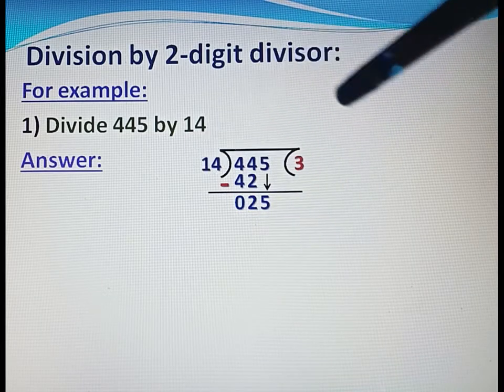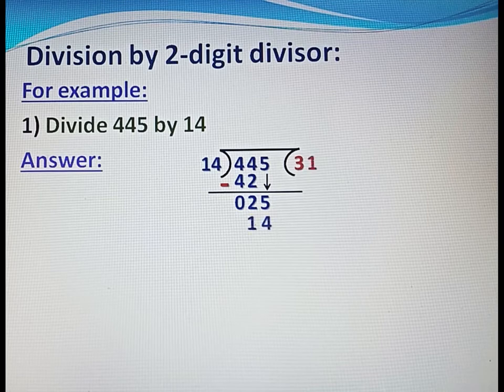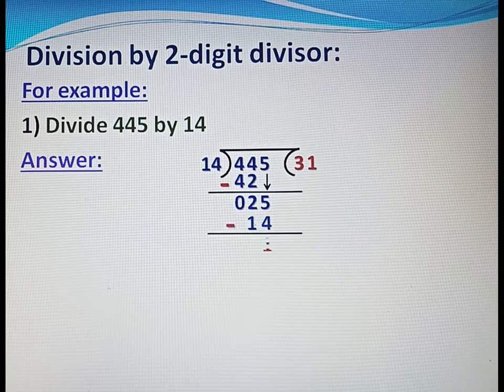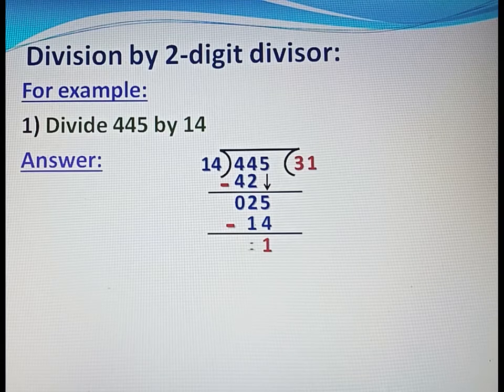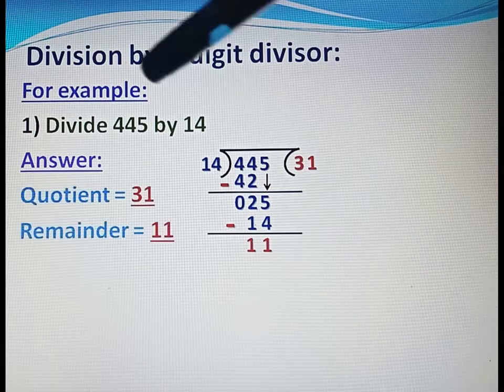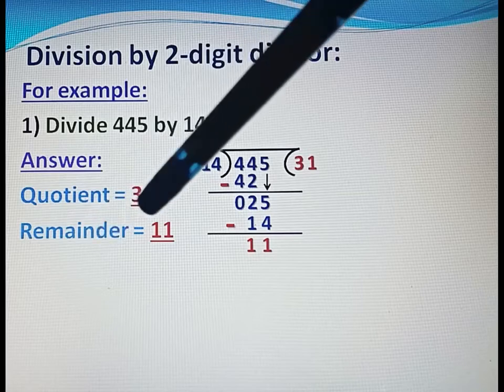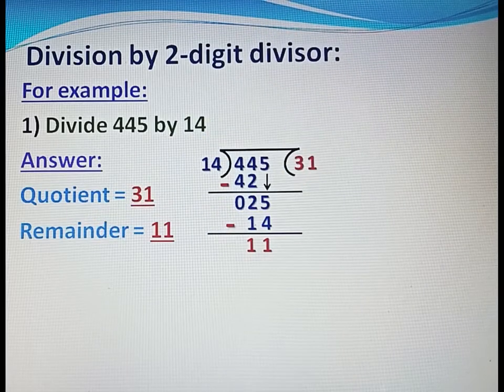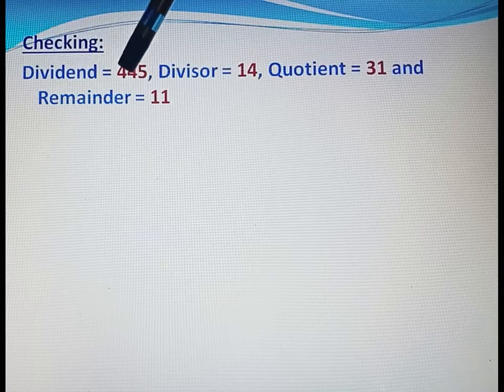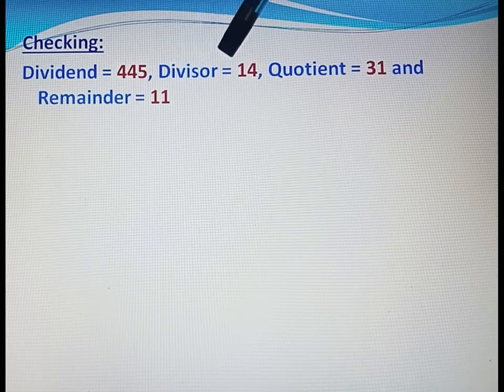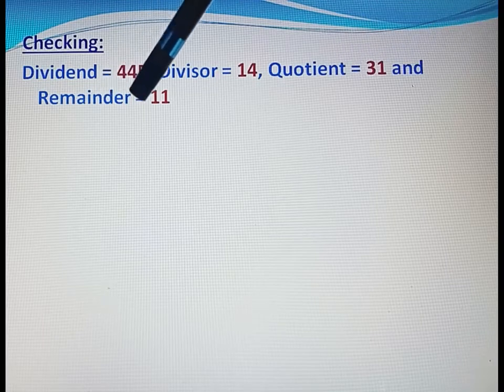We will multiply 14 by 1. 14 1s are 14, and then we will do subtraction. 5 minus 4, 1, 2 minus 1, 1. Hence quotient equal 31 and remainder equal 11. And then we will check our answer. Here dividend equal 445, divisor equal 14, quotient equal 31, and remainder equal 11.